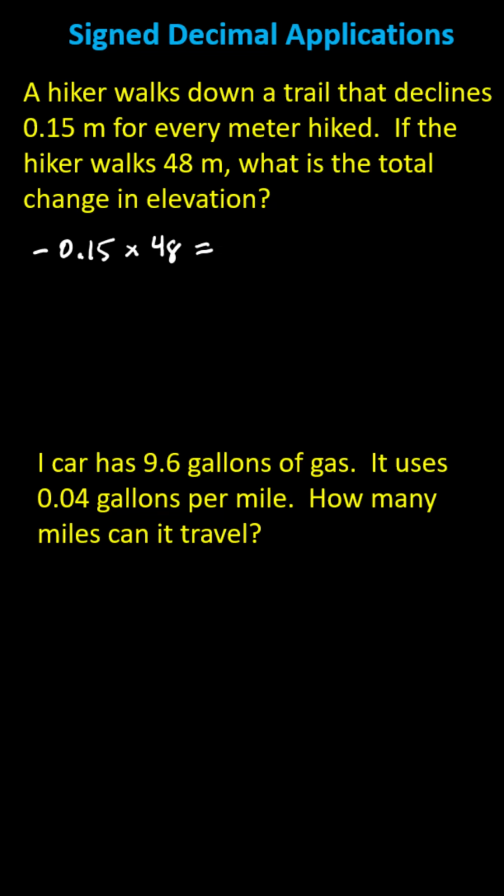Notice here we have a negative times a positive, and therefore the product will be negative. And now to help determine the product, we'll multiply 0.15 and 48 here on the side, but let's write the product as 48 times 0.15. Notice because 0.15 has two decimal places, the product must also contain two decimal places.